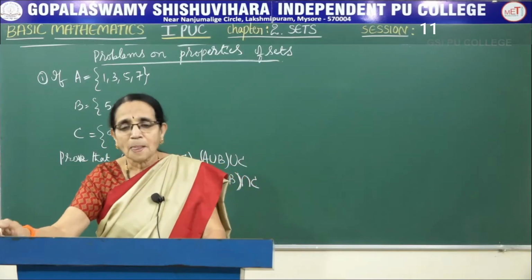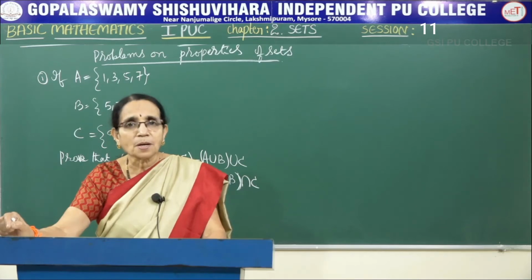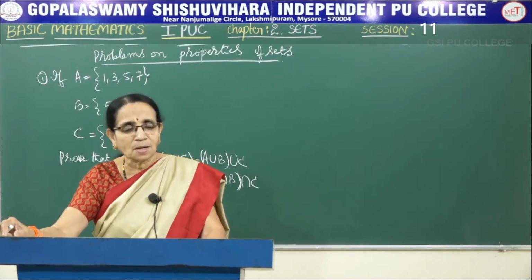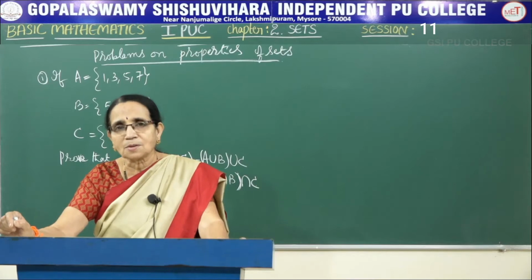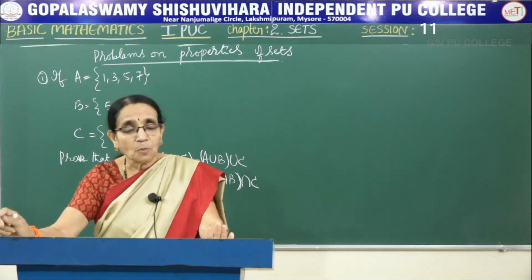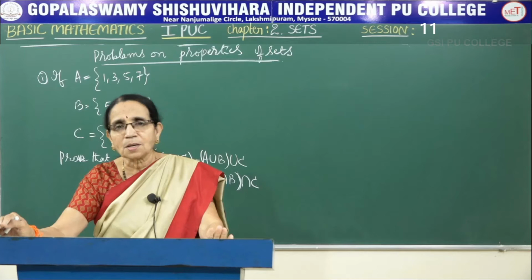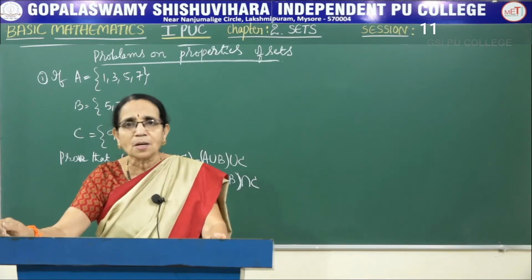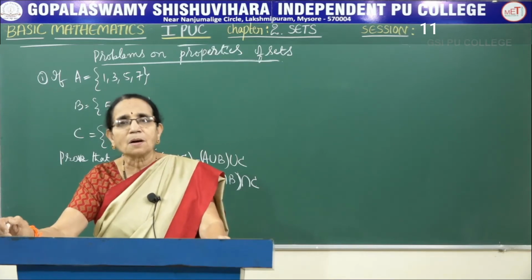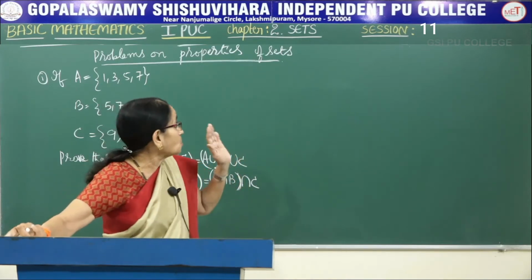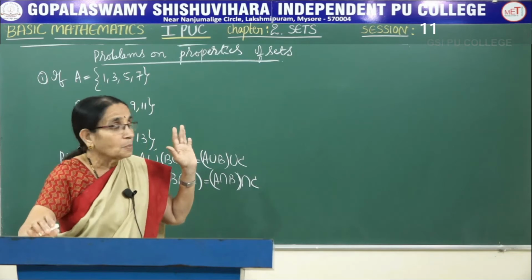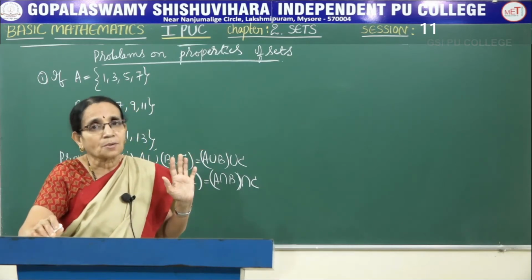Dear students, in the earlier sessions, you have studied about the properties of union and intersection. That is, there are three operations on sets. Now, we have learnt the properties of union and intersection after learning about the definition of union and intersection. Similarly, the third operation was difference. Now, in today's class, I am going to work out some problems connected with the properties of the sets.